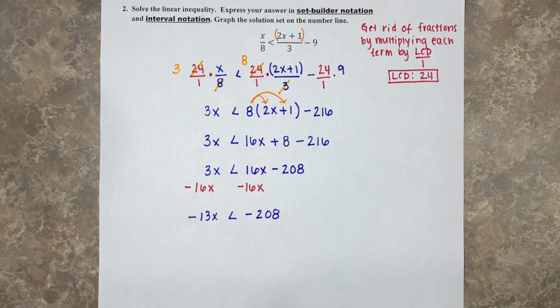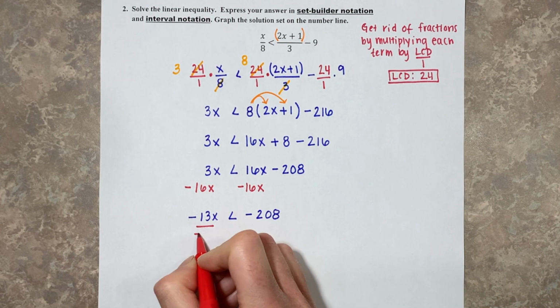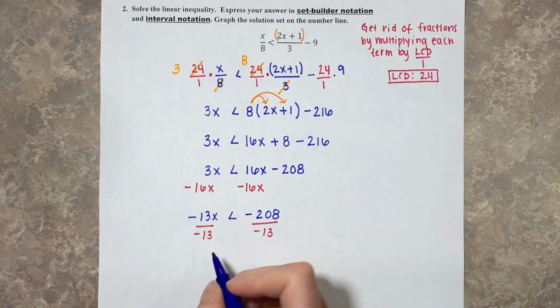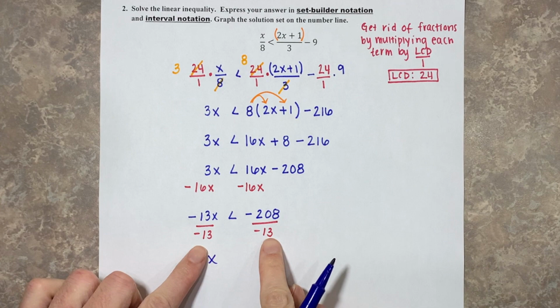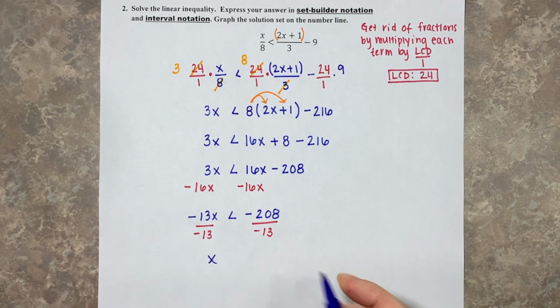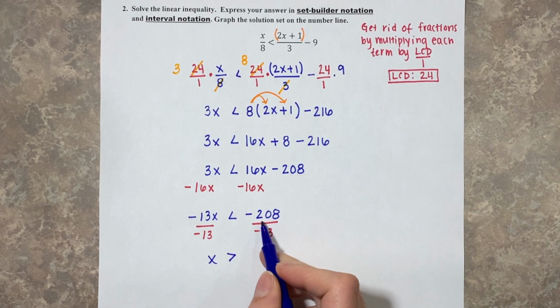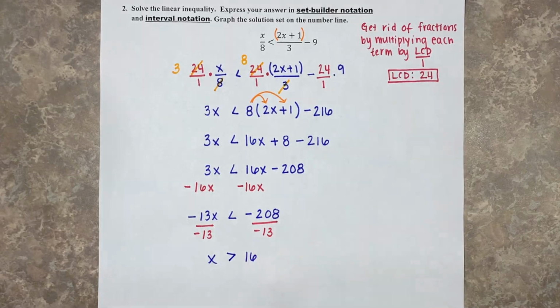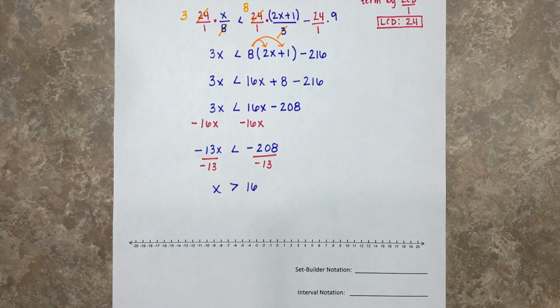And then to isolate x, let's divide by negative 13. That will leave us with x. Now we've divided by a negative number, so we have to flip the direction of the inequality. And negative 208 divided by negative 13 will give us a positive 16. So we've solved the inequality.